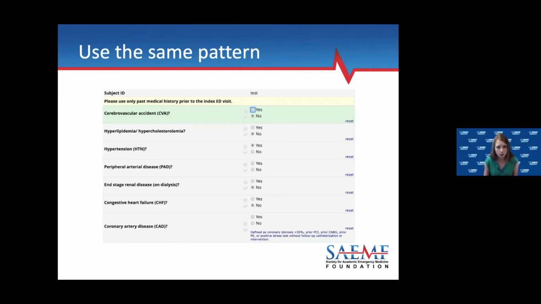And as I mentioned before, you want to follow the same pattern for similar questions. So yes first, no second, no first, yes second, but follow the same pattern for all the questions, particularly when they're listed right in a row like this.